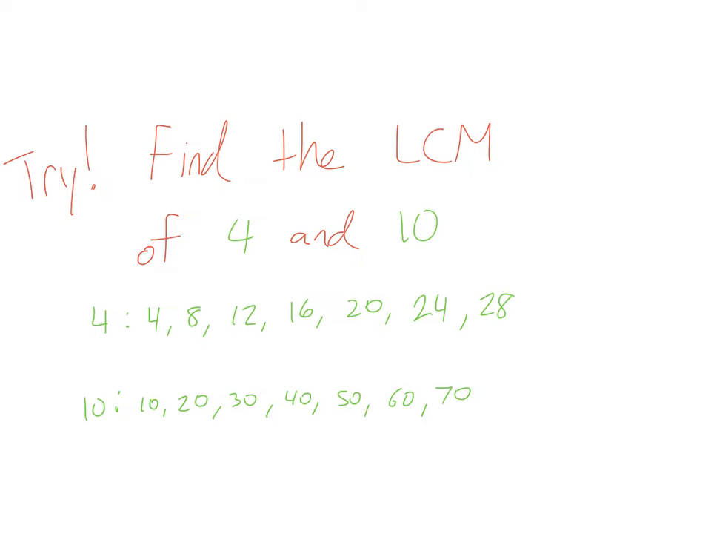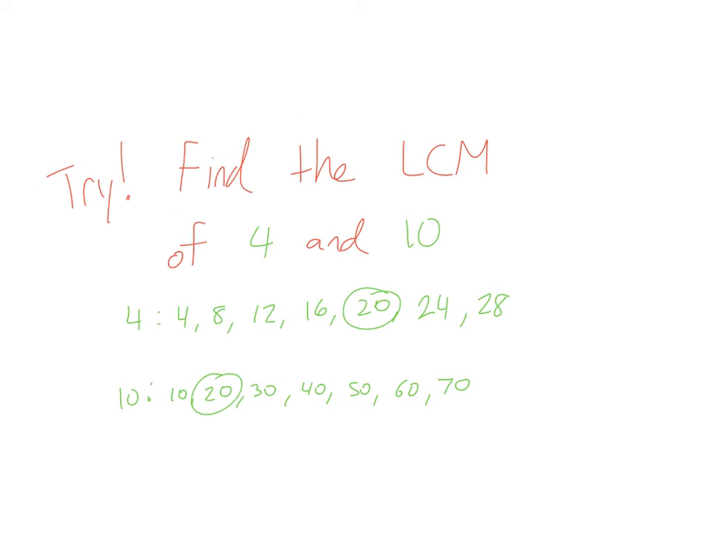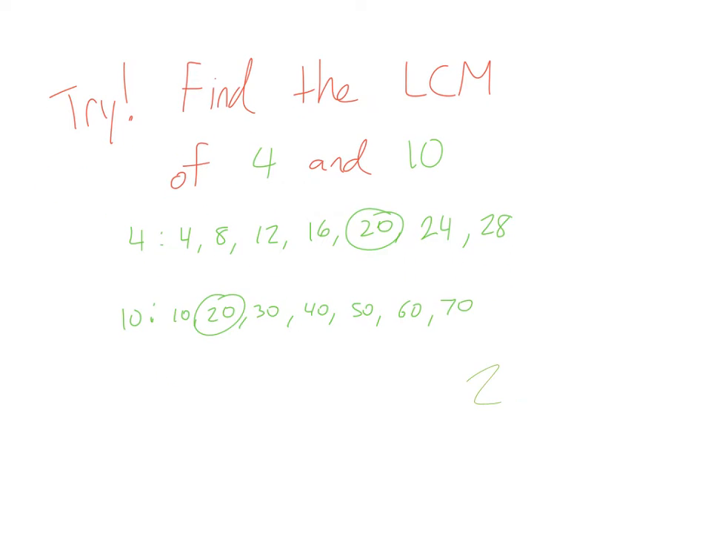Same thing, about 5 to 7, and then I step back and kind of look and say, okay, do I have any common ones? Oh yeah, there's 20 there and there. And is there anything less than 20 that shows up in both lists? 4, 8, 12, 16, 10. No, there's nothing shared between those two lists that's smaller than 20, so guess what? 20 is our least common multiple.